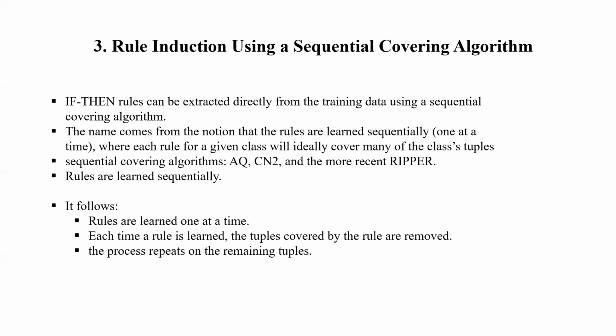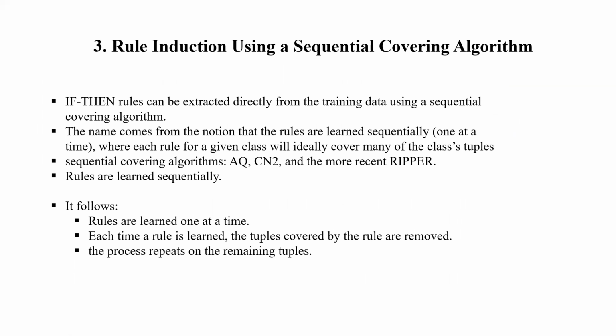If-then rules can be extracted directly from the training data using a sequential covering algorithm, which means if-then rules can be directly extracted from the dataset taken from the training data. The name comes from the fact that the rules are learned sequentially, where each rule for a given class will ideally cover many of the class's tuples. We take one rule at a time, so it covers all the classes of tuples.